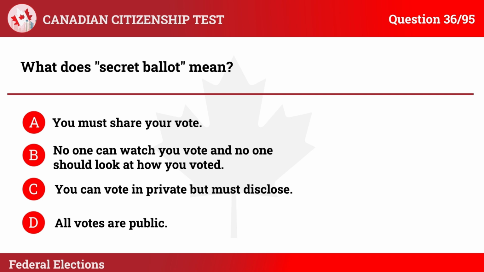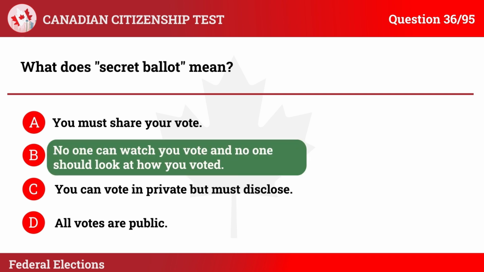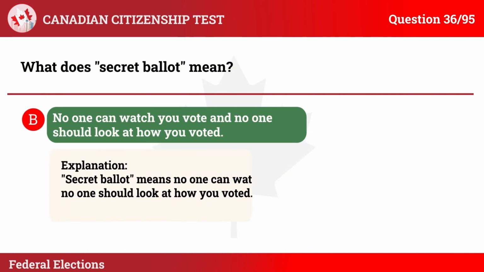The correct answer is B. No one can watch you vote and no one should look at how you voted. Explanation: secret ballot means no one can watch you vote, and no one should look at how you voted.